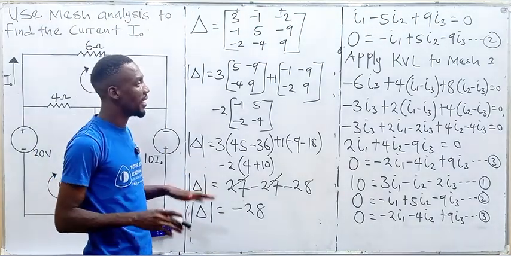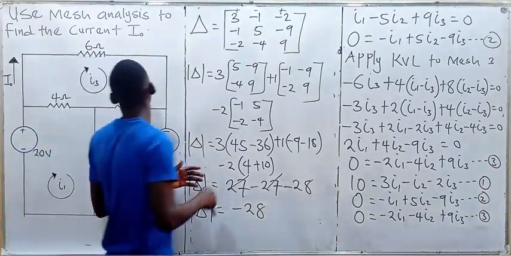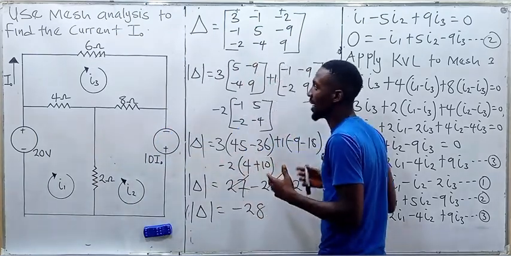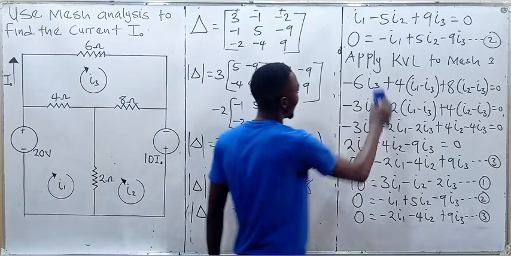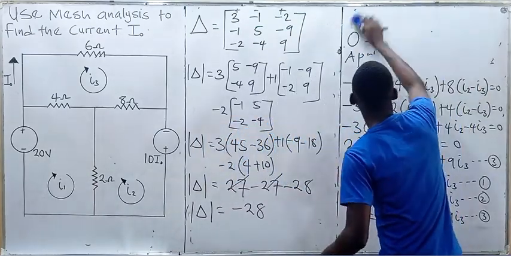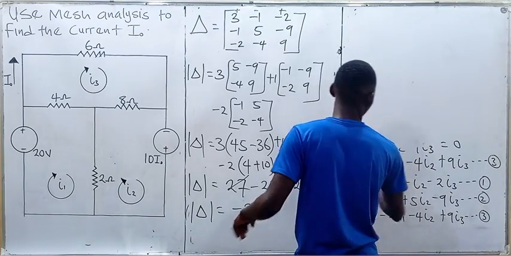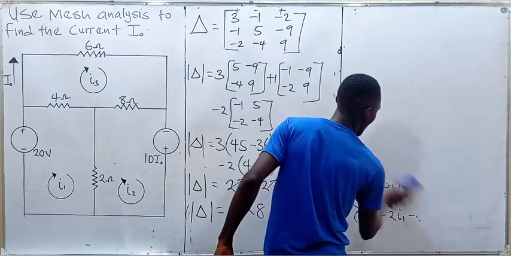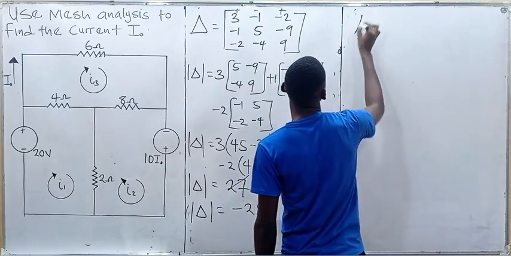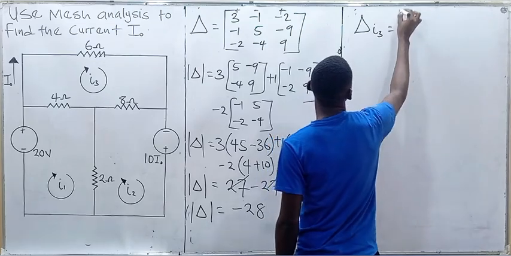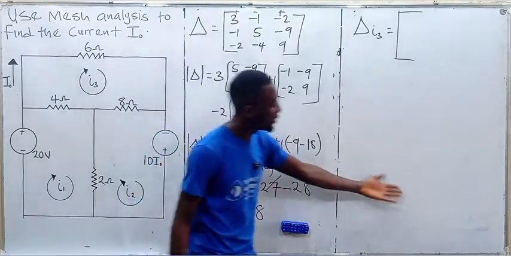So negative 28. Now, there's no need for us to do change in I1, change in I2, change in I3, since the question says we should find I0, and our I0 is equivalent to I3. So we are just going to find change in I3. All right. So let's look for change in I3.